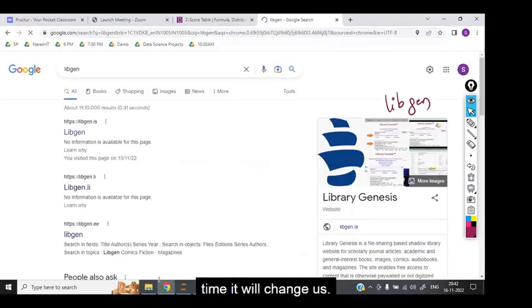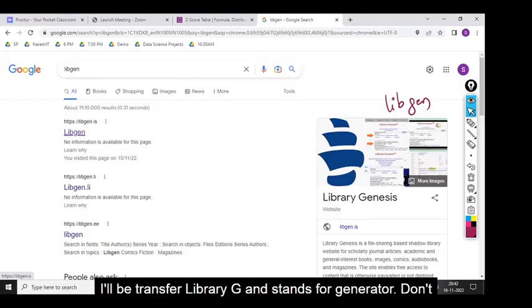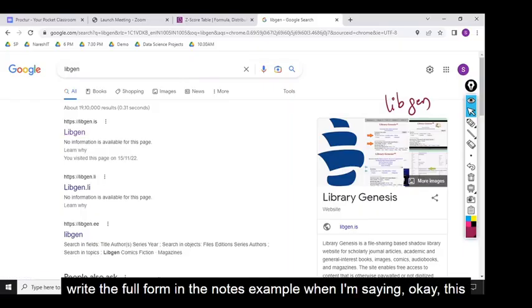Because the extension changes every time, because this is a cracked one. This is not official. Okay. So whatever the LibGen means, library generator. LIB stands for library, GEN stands for generator. Don't write the full form in the notes.